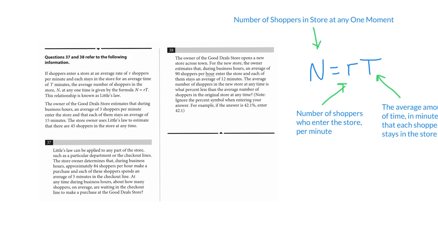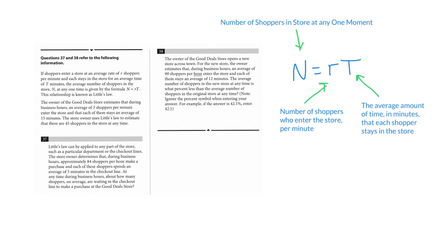Well, the first insight you need is that these shoppers who are making a purchase, where do they do that? They have to do that in the checkout line, right? Now, according to this, this law, in other words this formula, can be applied to literally any part of the store, including the checkout line. So we could figure out the number of shoppers in the checkout line at any one moment, depending on how many people enter the checkout line per minute, and the average amount of time in minutes that they spend in the checkout line.